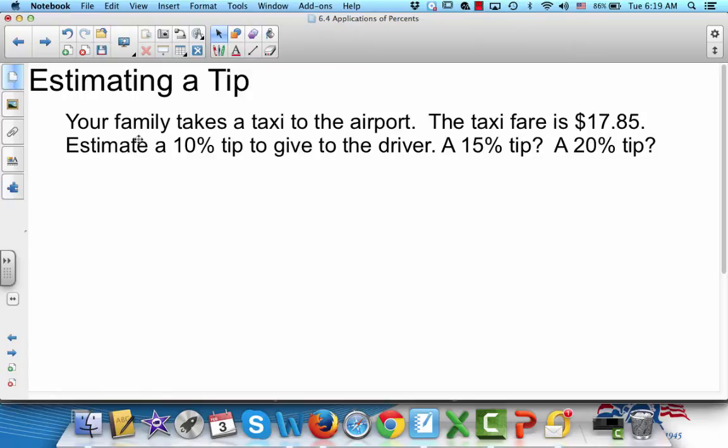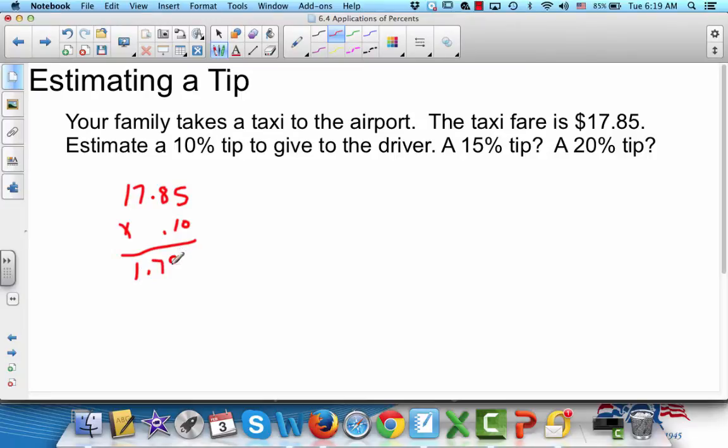Alright, next thing we'll do is estimating a tip. The tips don't always have to be exact, okay? You do it the easiest way that you can to come up with an appropriate tip. Your family takes a taxi to the airport, and the taxi fare is $17.85. Estimate a 10% tip to give to the driver. Okay, so the price of the trip was $17.85. Now you could go times 0.10 and get 1.785 and round it to $1.79, and you could fumble around in your pocket and come up with $1.79.